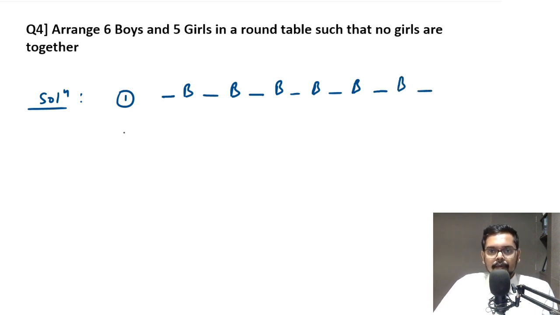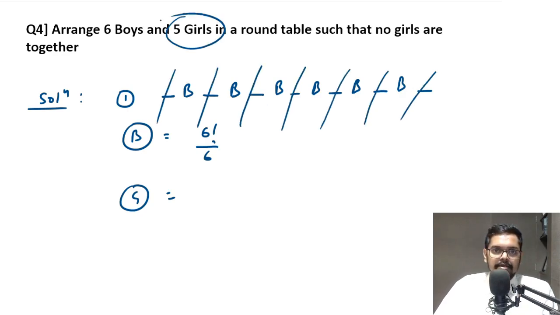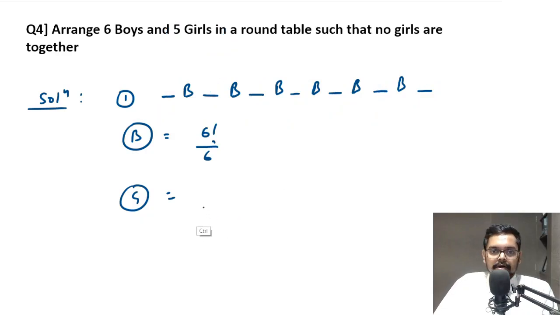So you might be thinking, oh, now we know very well, sir. The answer is, for the boys, the arrangement is 1, 2, 3, 4, 5, 6, right? 6 factorial by 6 because circular, right? And then we can go to the linear arrangement style. How many vacancies for girls? 1, 2, 3, 4, 5, 6, 7. 7 vacancies, but 5 girls only, so 7p5. So the answer is 6 factorial by 6 into 7p5.